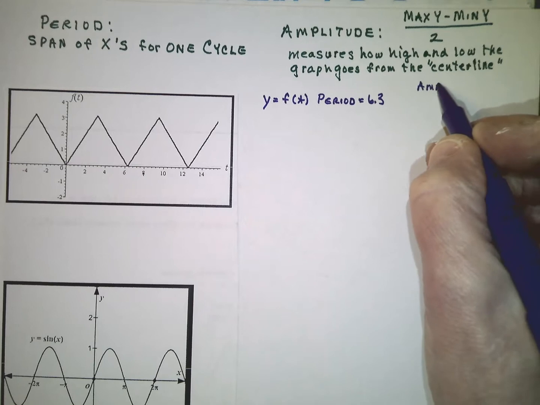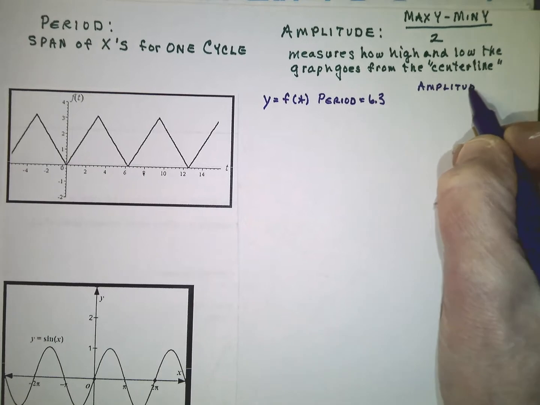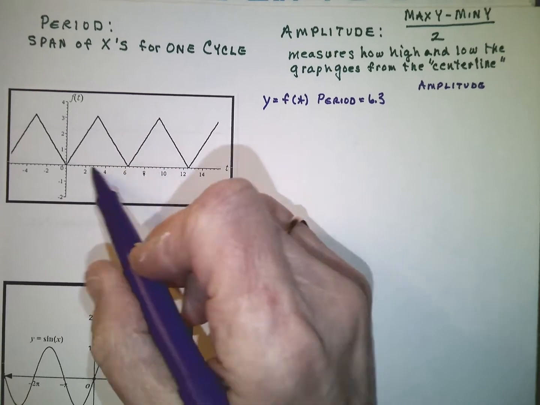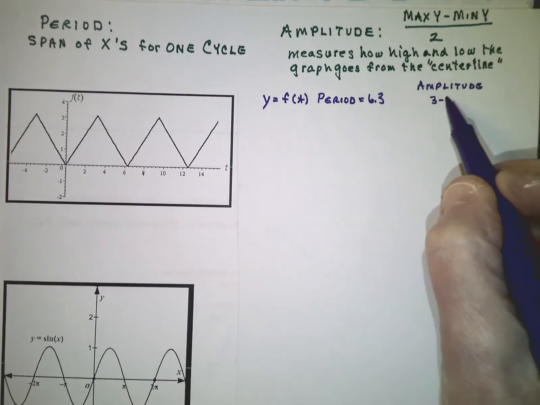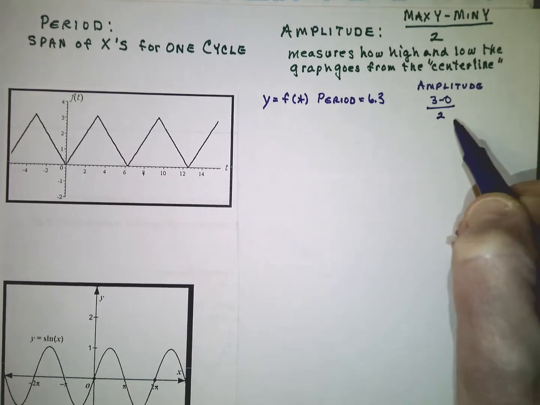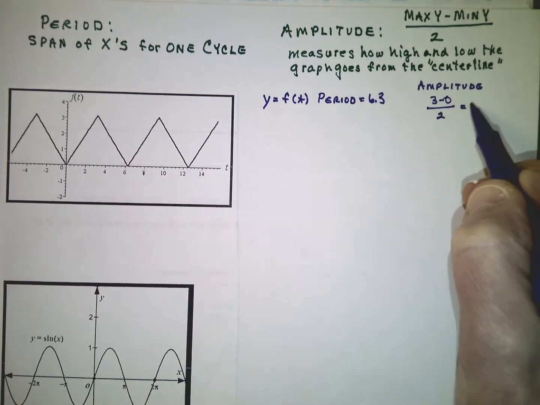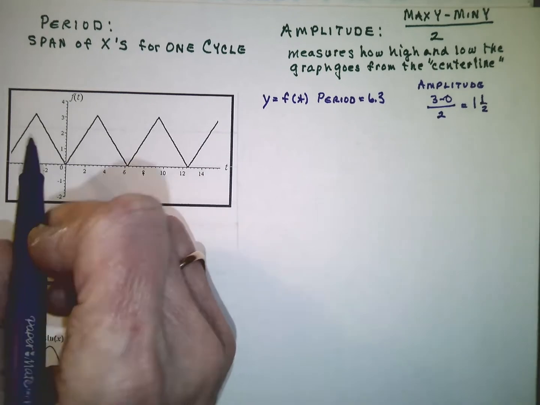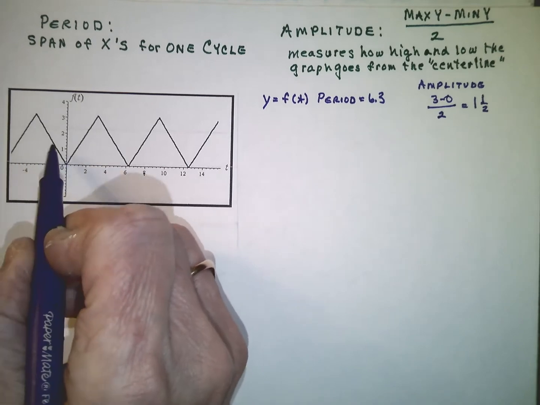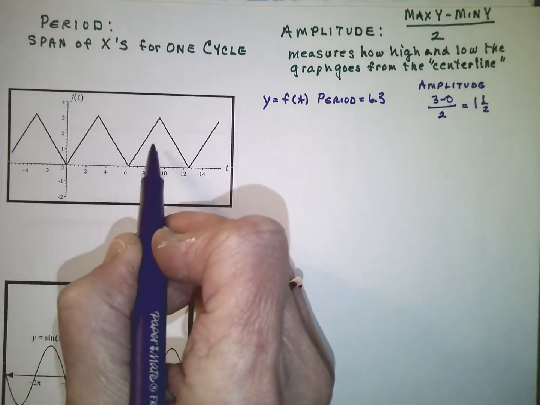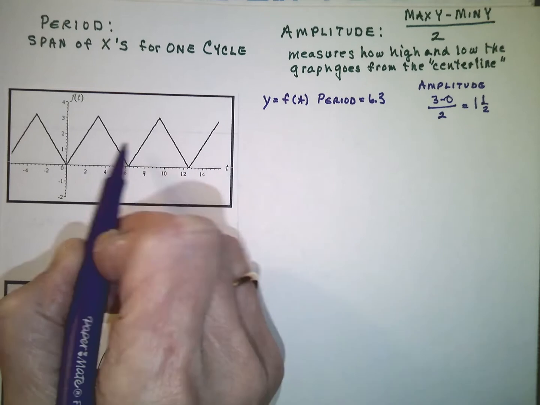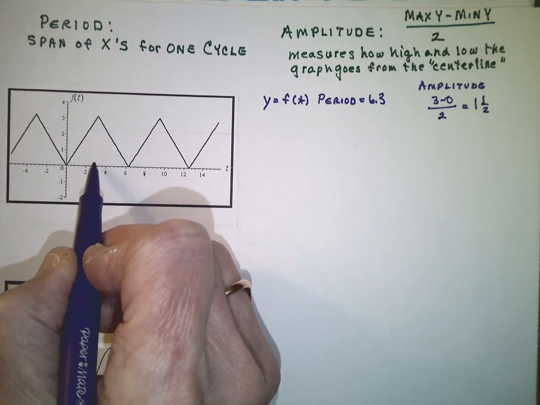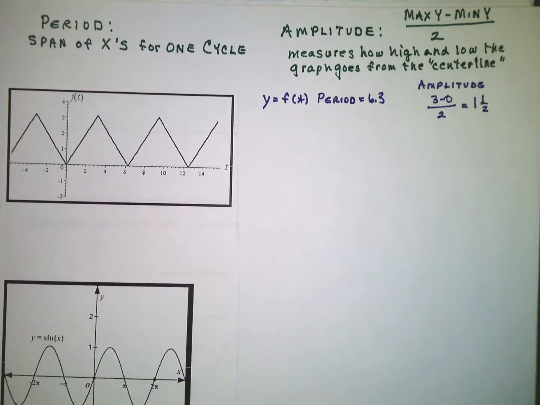The amplitude: the highest y value is 3, the lowest y value is 0. Divide that by 2, and we should get 1.5. Now, if we consider this being the center line, it's sometimes called the midline, it's sometimes called the axis of the wave. The graph does go about 1.5 spaces above that center line and 1.5 spaces below that center line.